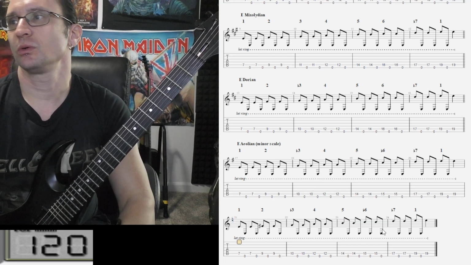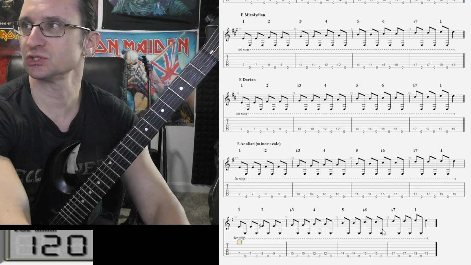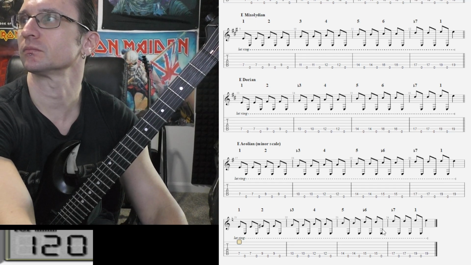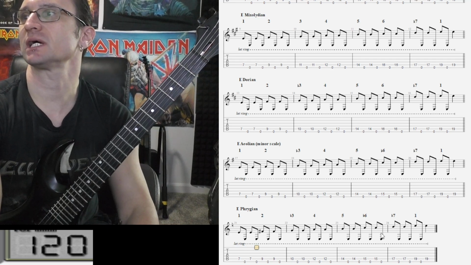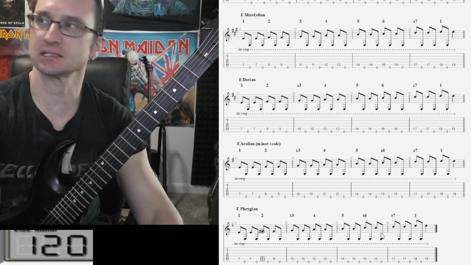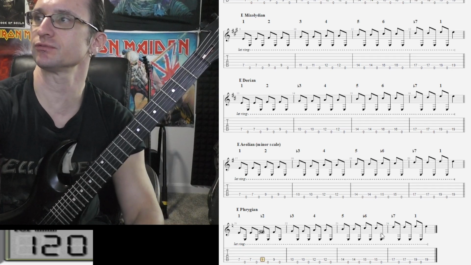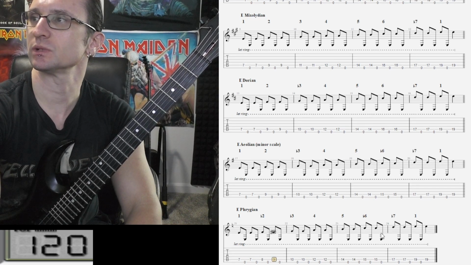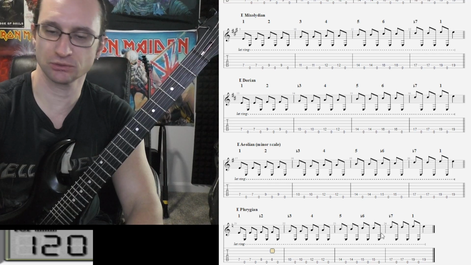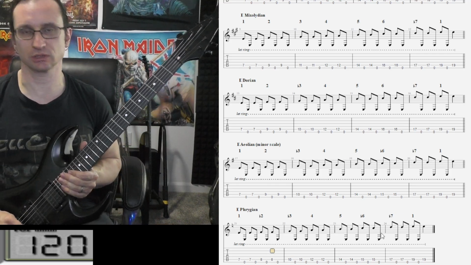So to go from Aeolian into Phrygian, we now flat the second. And this flat second is very, very characteristic of Phrygian. You want something to sound Phrygian, just go between the root and the flat second and you are good to go.